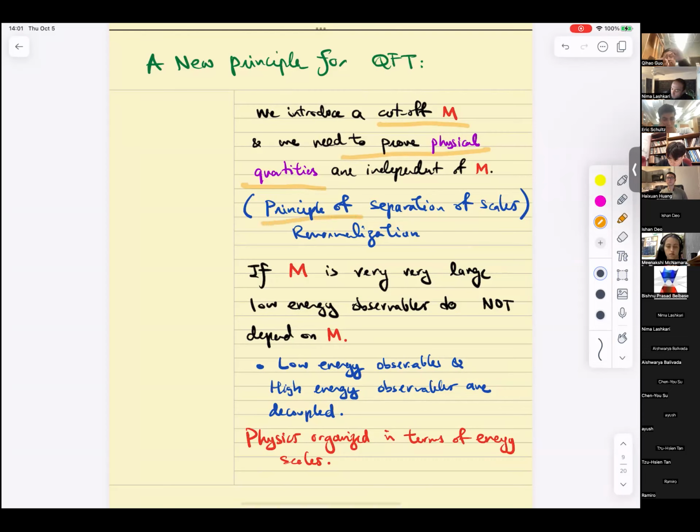The idea is the principle of separation of scales, or renormalization, in quantum field theory. Recall the calculation that we're doing. Recall the analogy with the lattice. In the example of the lattice, the lattice spacing provides some sort of a cutoff on the momenta.